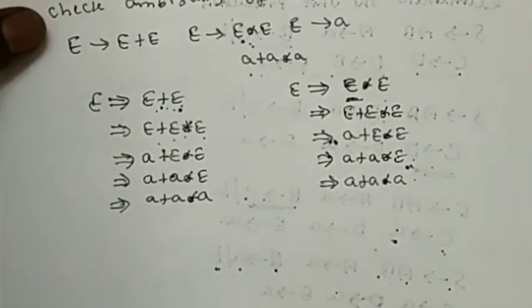So when you want to draw a derivation tree or a parse tree, we'll take up a leftmost derivation here. This is E plus E. We'll draw a parse tree for this. E is derived as E plus E. Next I am replacing the right side E, which is replaced with E star E. Now you can replace this E by A, this E by A, and this E by A. So it derives A plus A star A.